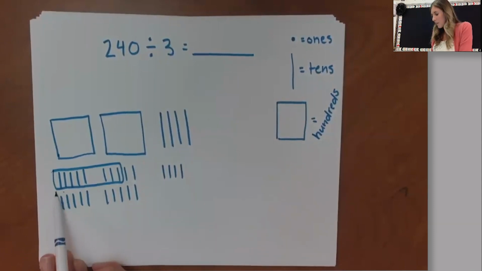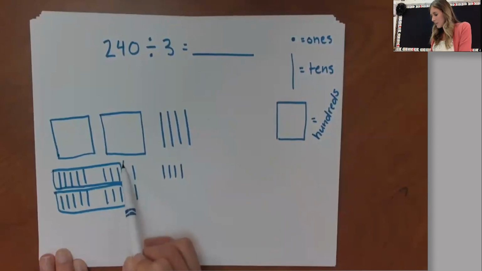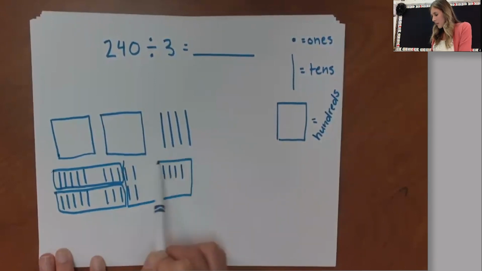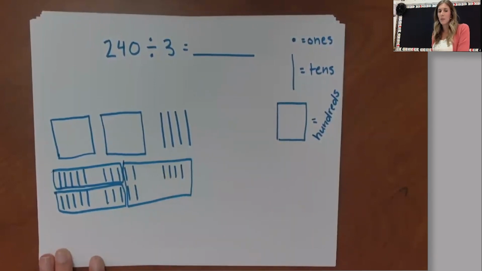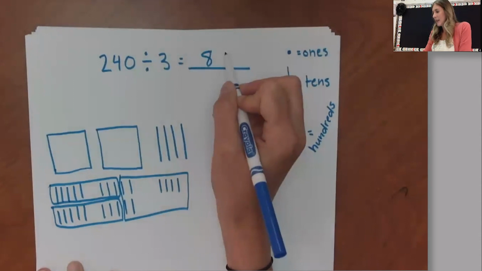One group, 2 groups, 3 groups. How many are in each group? I heard 8 tens. Another way to write 8 tens is 80. So 240 divided by 3 is 80.